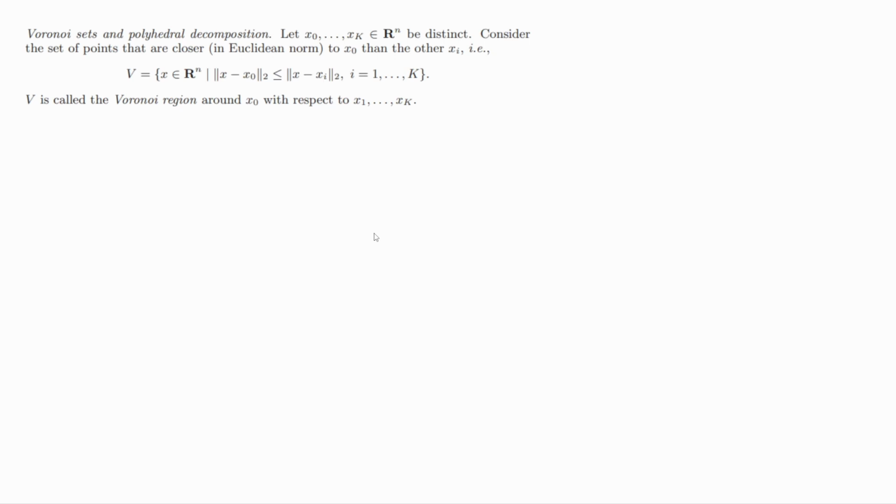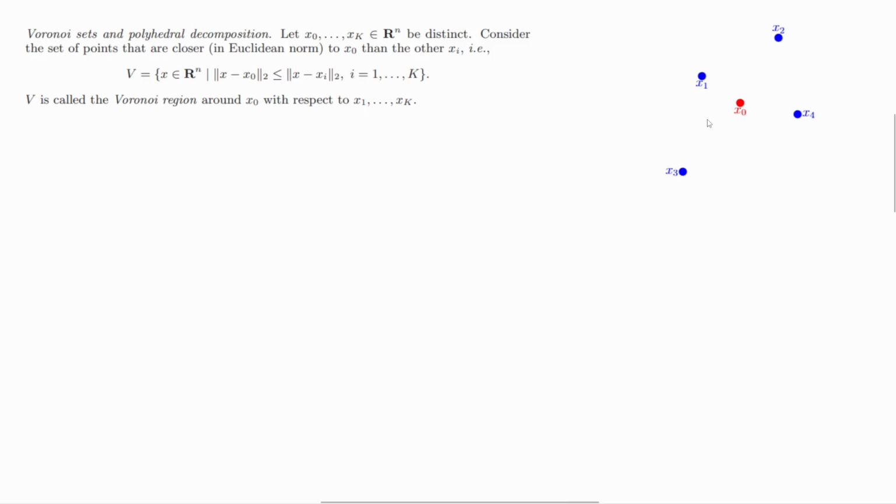So let's shift gears and talk about what are called Voronoi regions, which will give us another perspective on polyhedra and supporting hyperplanes. This is problem 2.9 from the textbook. I'm just putting it here to walk through a slightly more involved example. So here's the setup. We have k plus 1 points in n-dimensional space, x0 all the way up to xk. The Voronoi region around x0 is defined as the set of all points that are closer to x0 than to any other point.